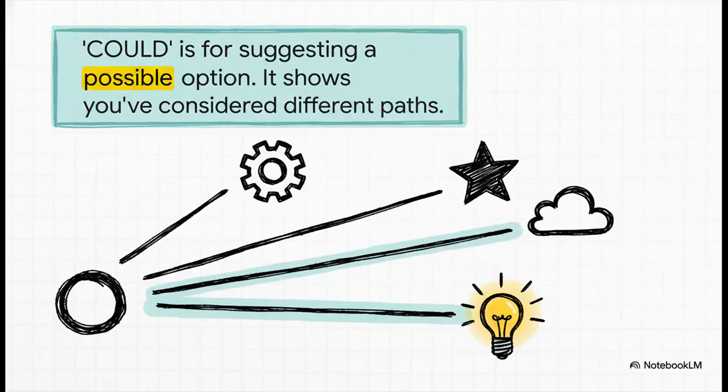Let's zoom in on could. You want to use this when you're putting an idea forward as one of several good options. It's a bit more gentle, right? It shows the examiner you've thought about different angles. It basically says, hey, here is one really good path we could take.